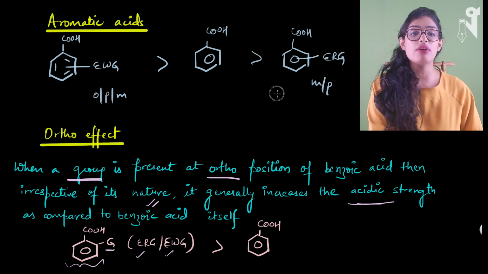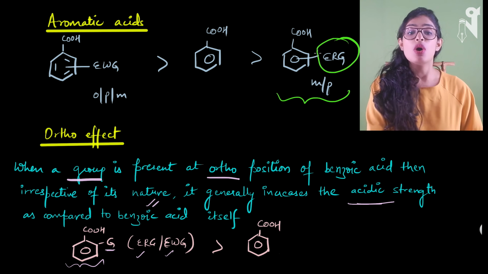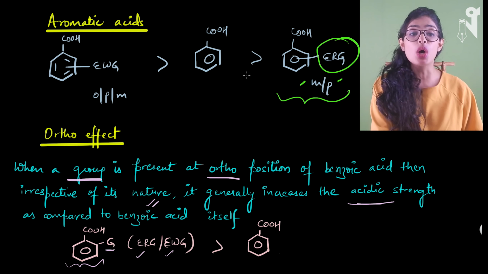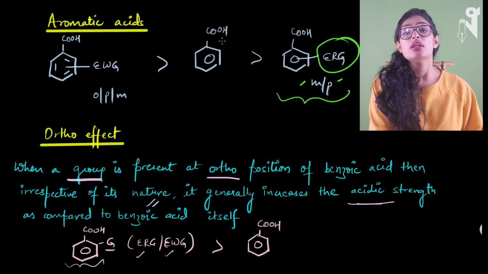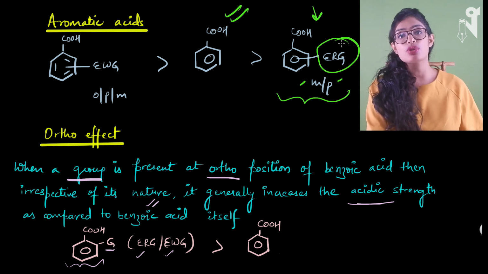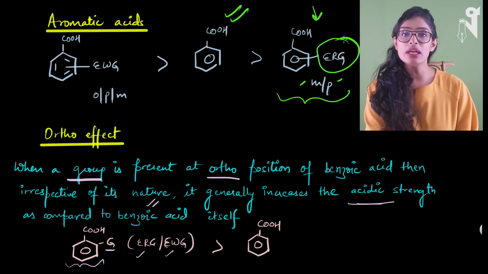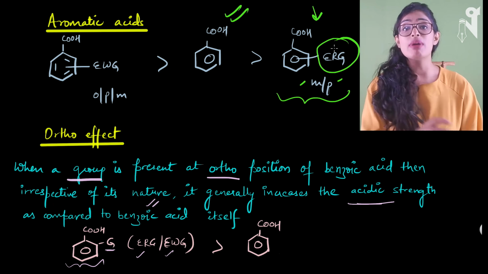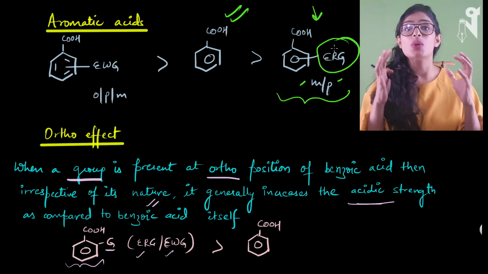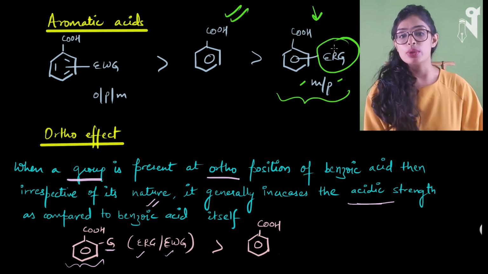If you would have noticed, I have also mentioned this thing here. I have written electron releasing group on meta and para position only. I have not mentioned the ortho position, because if an electron releasing group is present on the ortho position, then its acidic strength is going to be more than normal benzoic acid. So any benzoic acid with an electron releasing group present on the meta and para position is the one which is less acidic. But if it is on the ortho position, no matter whether it is an electron withdrawing group or electron releasing group, it will be more acidic than normal benzoic acid.